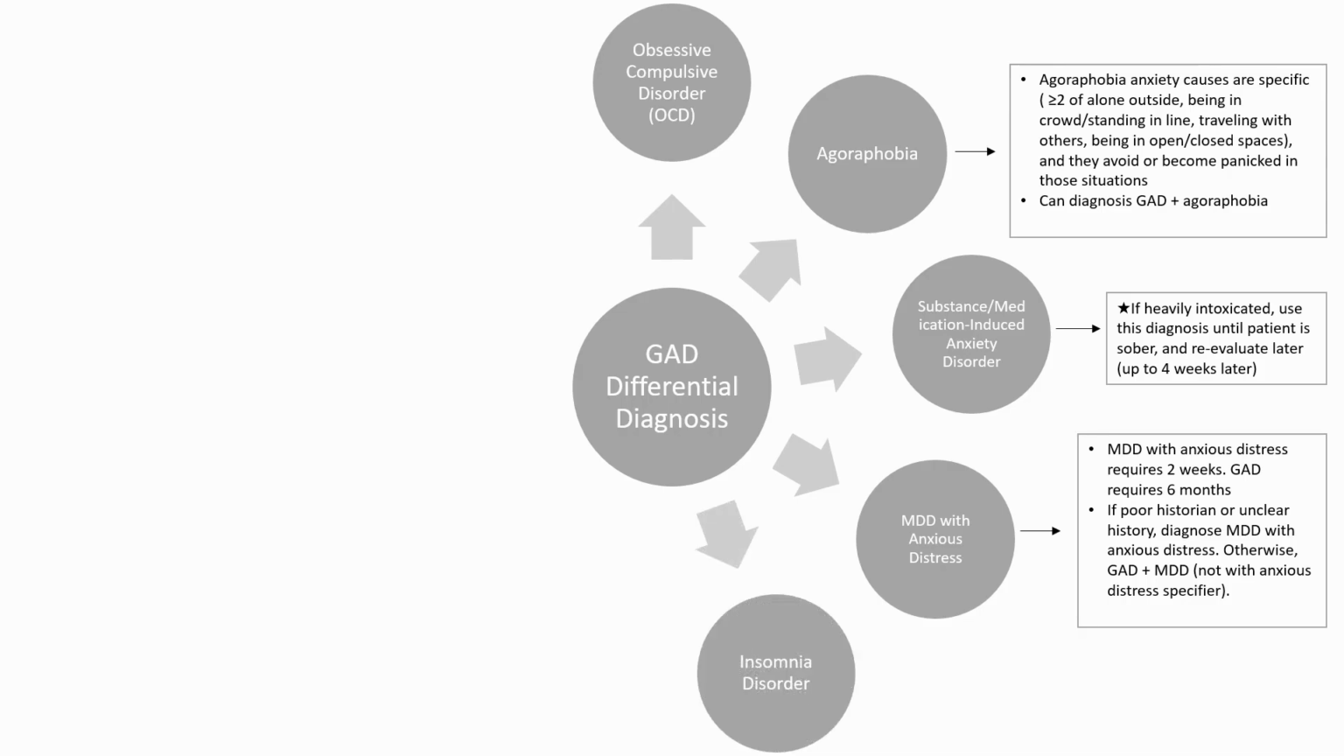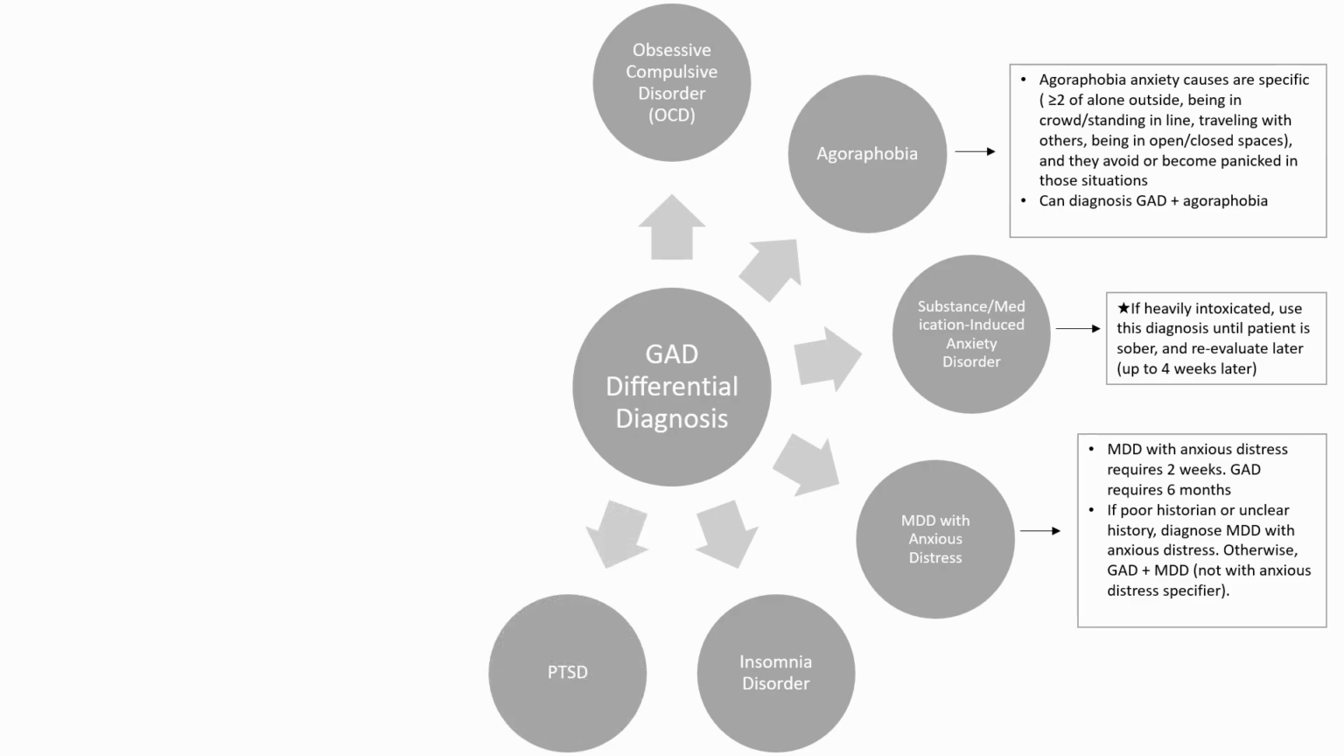If a patient is experiencing sleep disturbances as their main concern and GAD does not adequately explain their insomnia, you may want to consider a diagnosis of insomnia disorder. Patients with GAD can also have a comorbid diagnosis of insomnia disorder if they meet the DSM-5 criteria for both conditions.